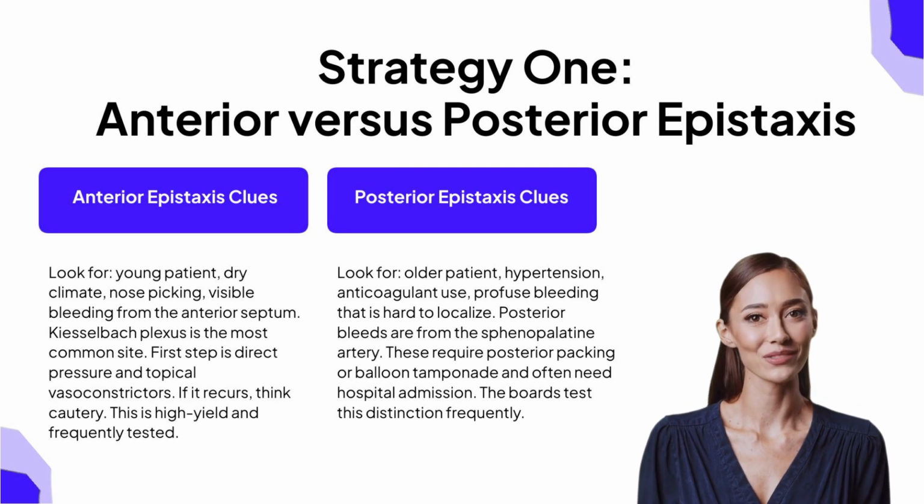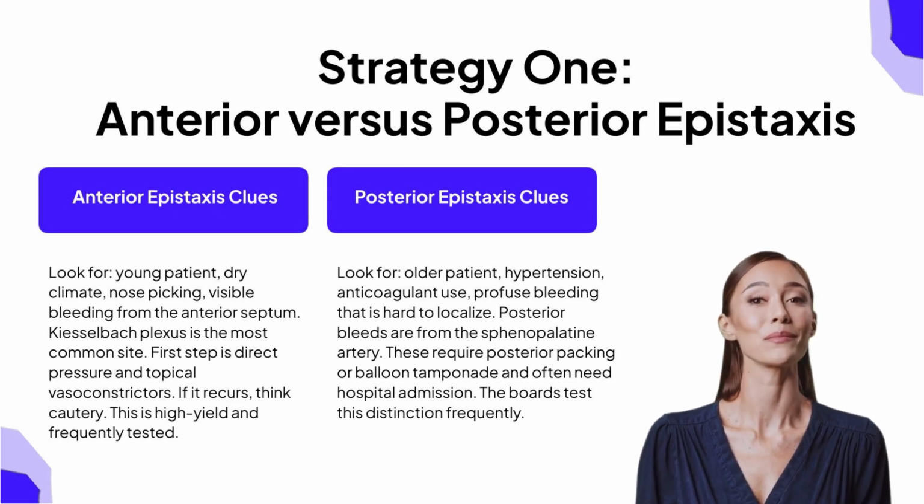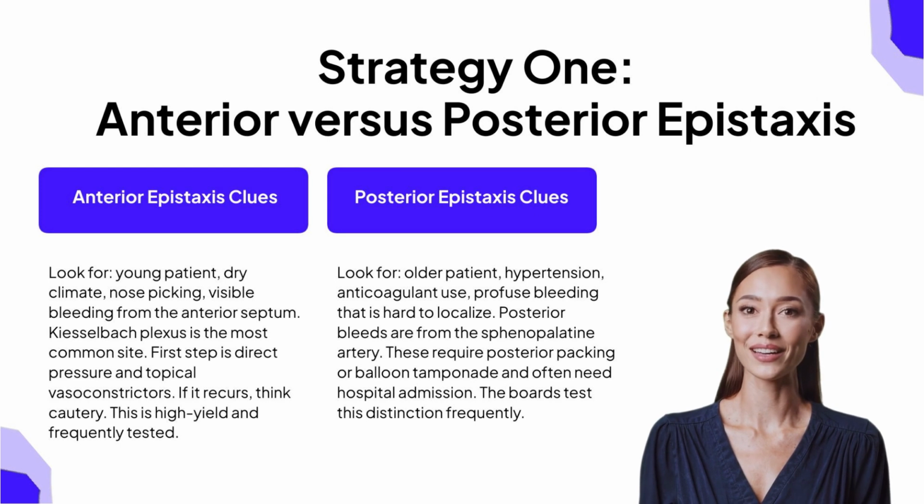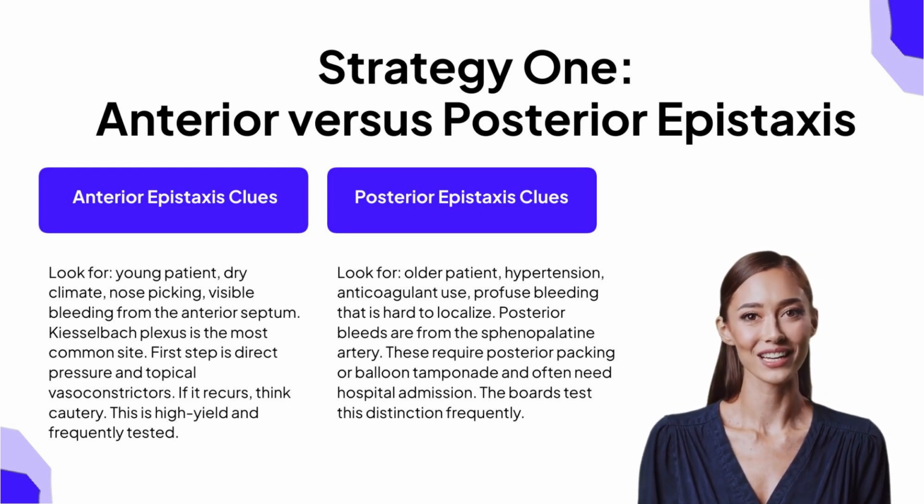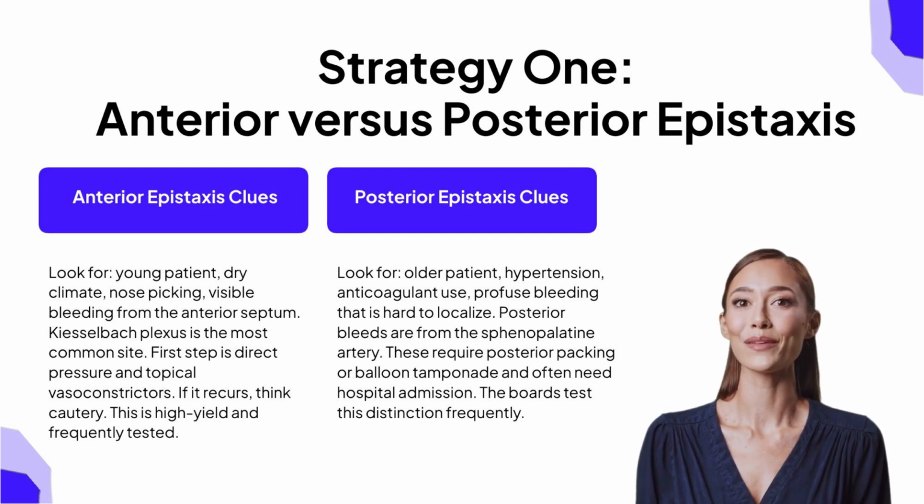For posterior epistaxis, the clues are an older patient, hypertension, anticoagulant use, and profuse bleeding that is difficult to control. Posterior bleeds come from the sphenopalatine artery and often require posterior packing or balloon tamponade, and these patients typically need hospital admission. The boards love testing this anterior versus posterior distinction, so make it your first mental framework when you see a nosebleed question.